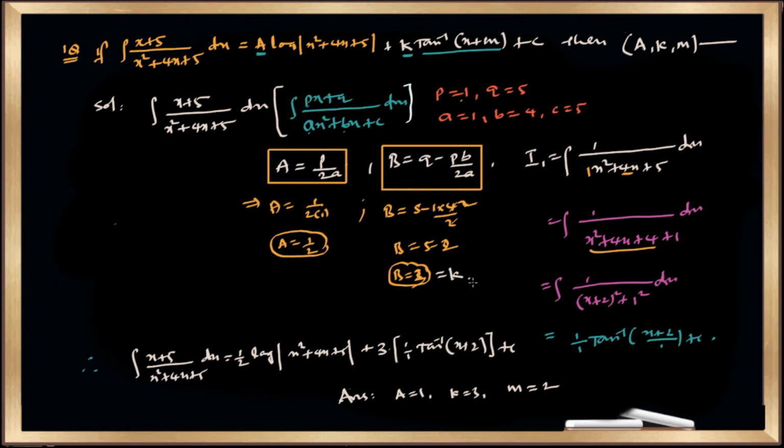So the b value or k value is 3, the m value is 2, and the a value, if asked, is 1 by 2. Okay, a also is there now. So a is 1 by 2, k is 3, and m is 2.